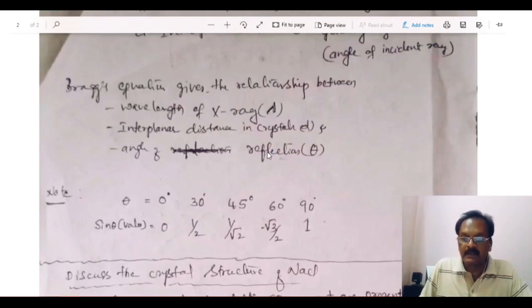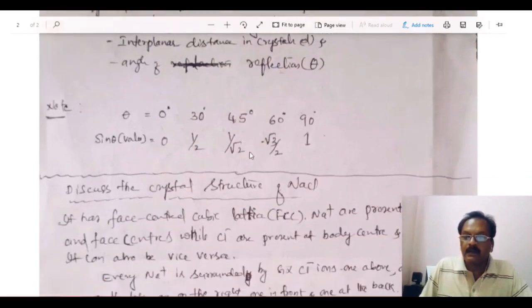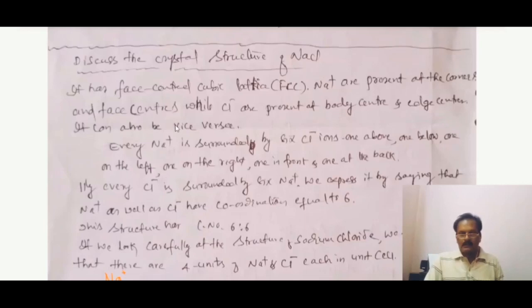So Bragg's equation gives a relationship between the wavelength of X-ray, the interplanar distance in the crystal, and the angle of reflection from the crystal. For theta values, sin 0 degrees is 0, sin 30 is 1/2, sin 45 degrees is 1 upon root 2, sin 60 degrees is root 3 upon 2, and sin 90 is 1. So this is all regarding the derivation of Bragg's law. I hope you understand all these things very well, and you can attempt this question very well in the exam. Next is the discussion about the structure of sodium chloride.